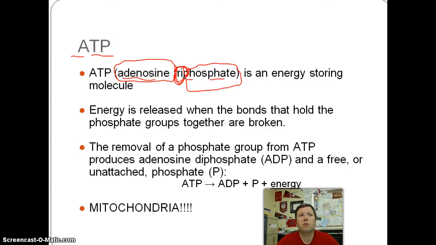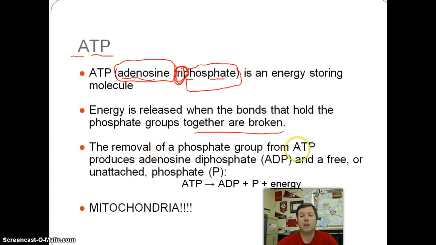If you've ever been walking through the woods and you step on a twig, what do you hear? Well, it cracks, snaps, pops, whatever. Okay, that's the release of mechanical energy that your eardrum vibrates, your brain interprets that as sound. So basically, when you break things, energy is released. The same thing happens in our body, only this is chemical energy being released. So energy is released when the bonds that hold the phosphate groups together are broken.